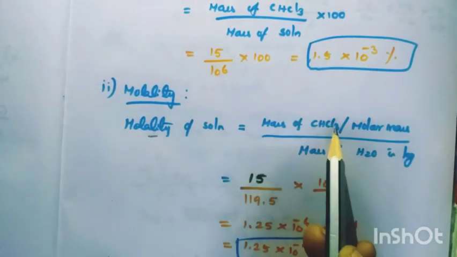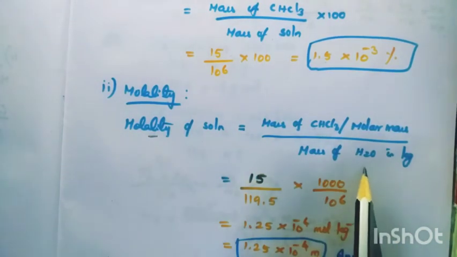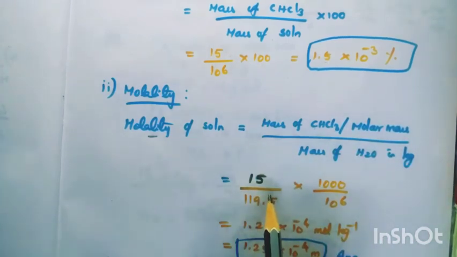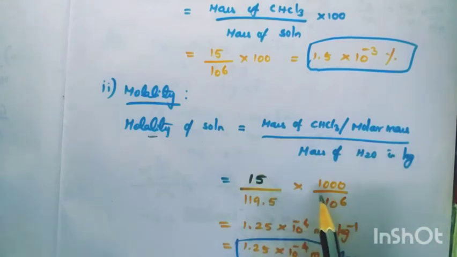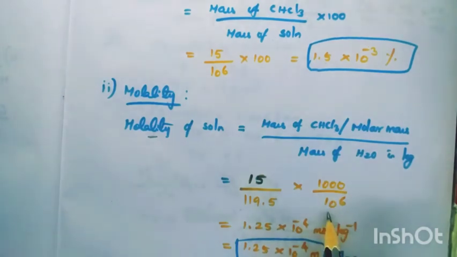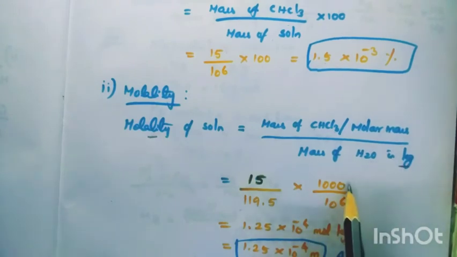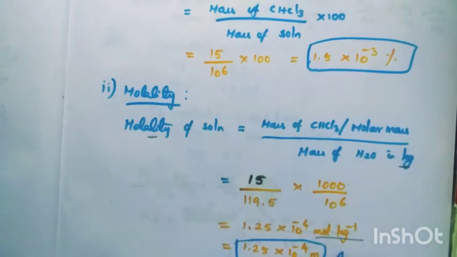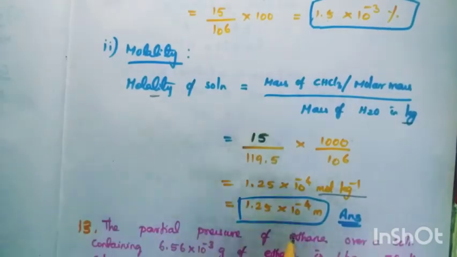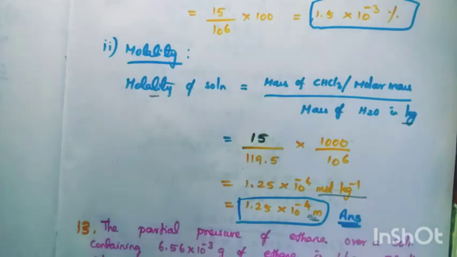Molality, that is number of moles, mass per molar mass by mass of the solvent in kilogram. Mass 15 gram, molar mass 119.5, we find by 1000 by 10 power 6. So we get 1.25 into 10 power minus 4, since parts per million. Mole per kilogram is nothing but the small m. So it is simple. We can directly calculate this.